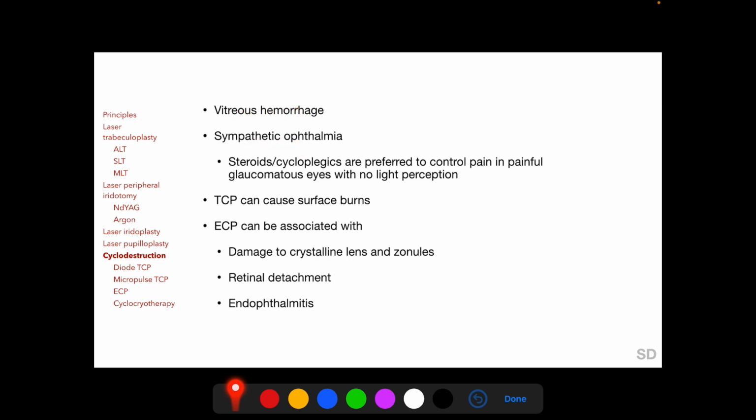And to avoid this risk of sympathetic ophthalmia, many prefer to treat painful glaucomatous eyes with no light perception with steroids and cycloplegics, and opt for cyclophotocoagulation in these eyes only if steroids and cycloplegics are not able to provide adequate comfort. Endoscopic cyclophotocoagulation can be associated with damage to crystalline lens and zonules, retinal detachment, and endophthalmitis.